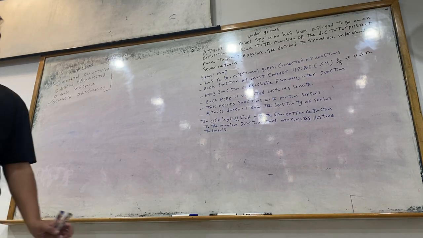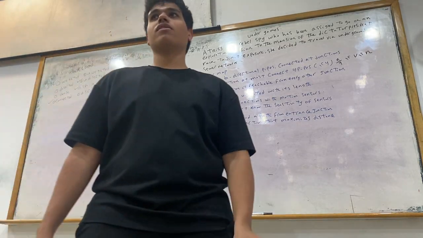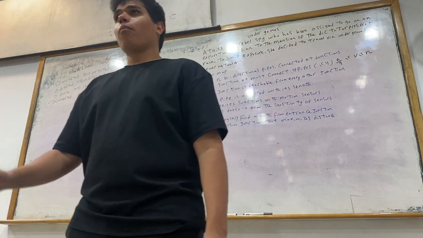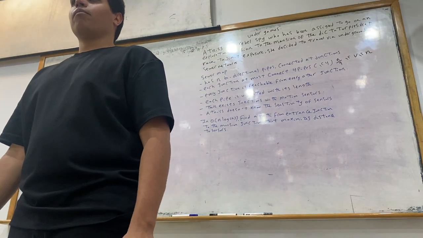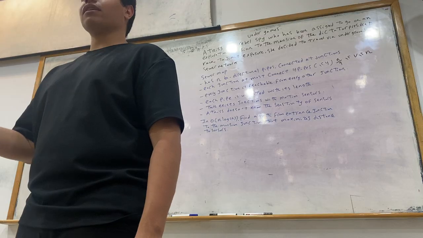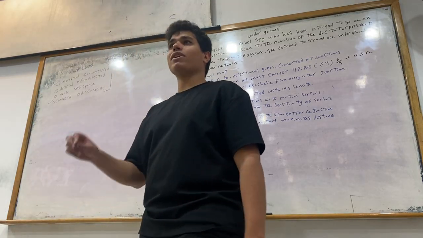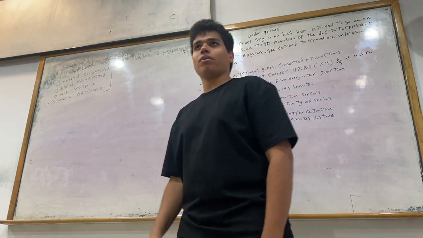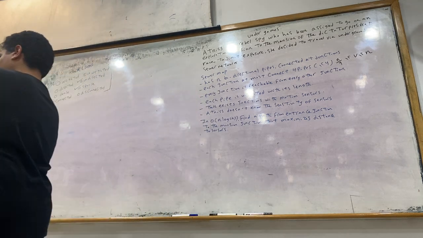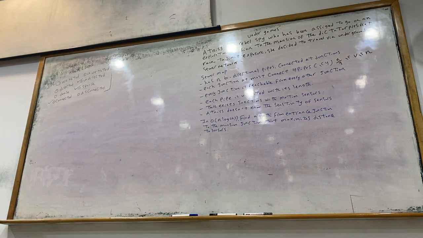Okay. What is the purpose here? The purpose is to find a path from the entrance junction to the mansion junction, while maximizing the distance, or in other terms, minimizing the probability of being captured or detected. How to do that? Can you think about it?